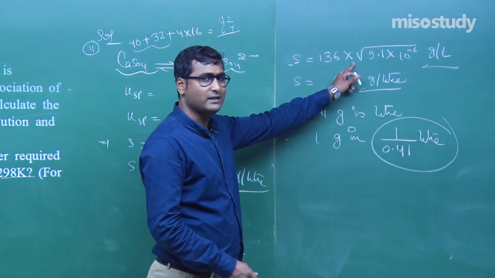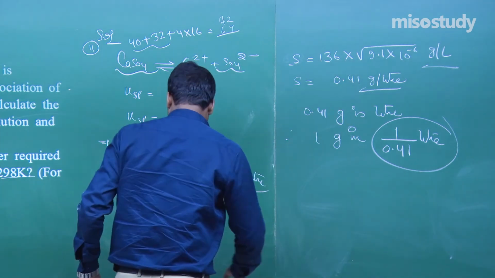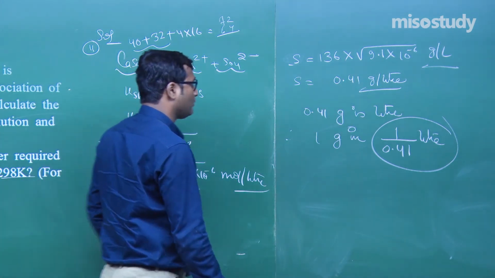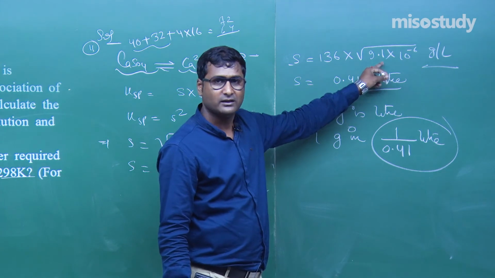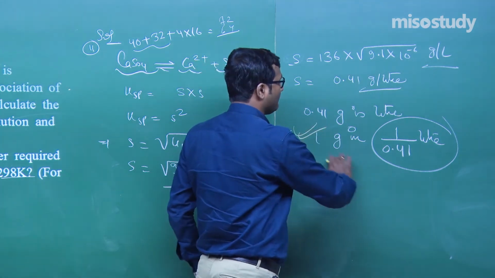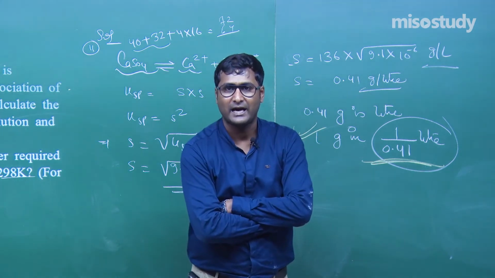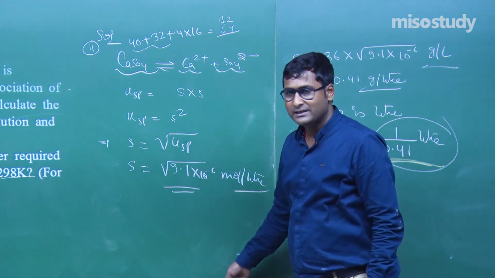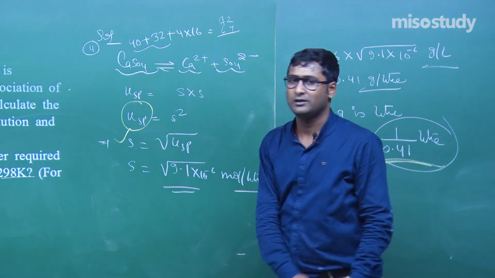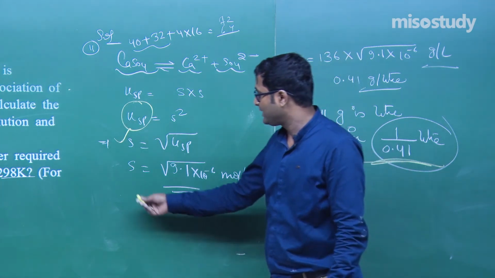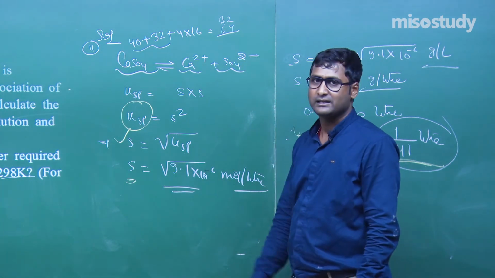You can solve like this. The value I have written is the rough figure, not an exact figure. You can easily solve this one. Put the value in 1 gram, that is 1 upon 0.41, my friend, liter. Am I right? Is there any problem? This is the solubility and this is the solubility product, my friend. Again I am repeating, this is solubility and this is solubility product.